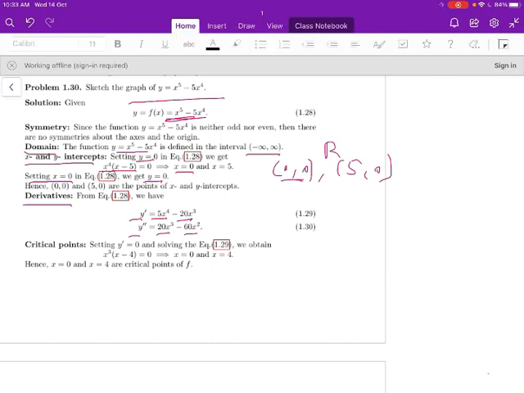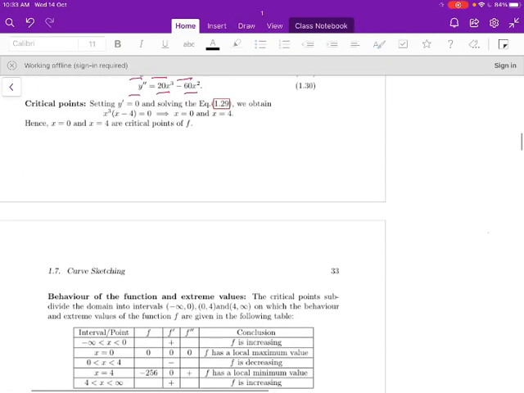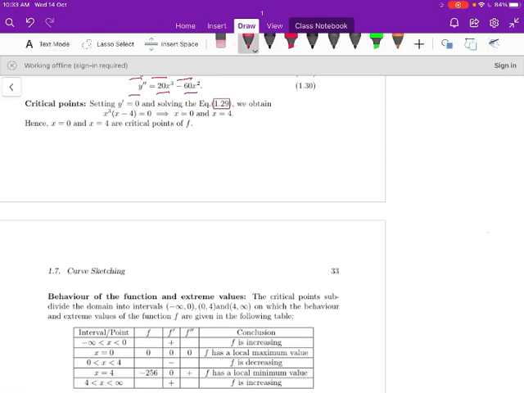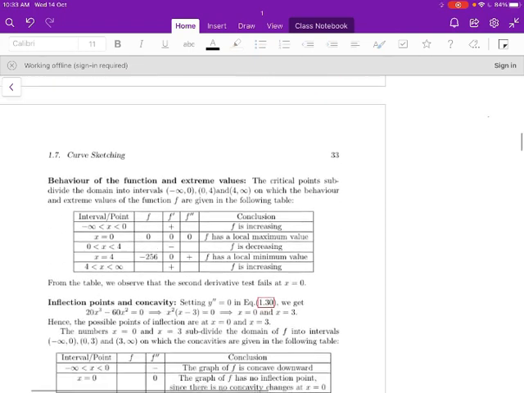Now let us calculate the critical points by setting y dash equal to 0 in equation 1.29. Solving equation 1.29, we get x cube into (x minus 4) equal to 0. This implies x equal to 0 and x equal to 4. These two belong to the domain of the given function. Therefore 0 and 4 are the critical points of the given function f.